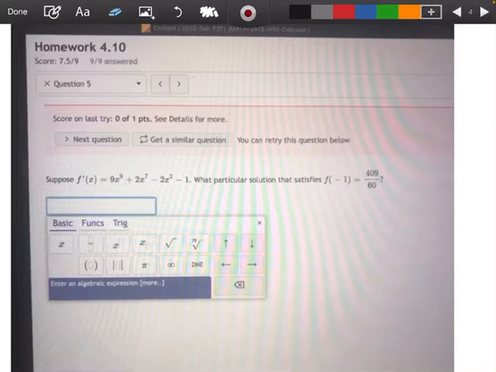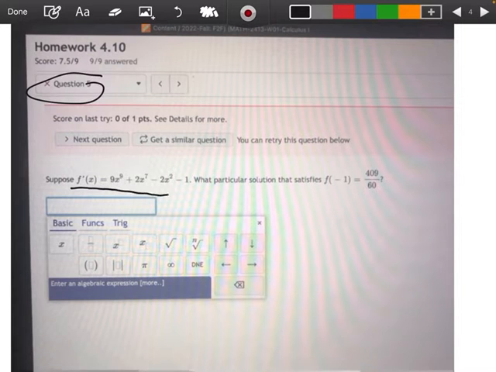Well, this is another question out of 4.10. This is question number 5. Okay, and it says, suppose f prime of x is equal to 9x to the 9th plus 2x to the 7th minus 2x squared minus 1. What particular solution satisfies f of negative 1 equals 409 over 60?